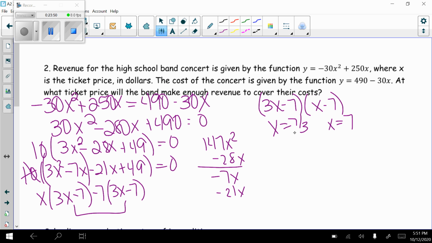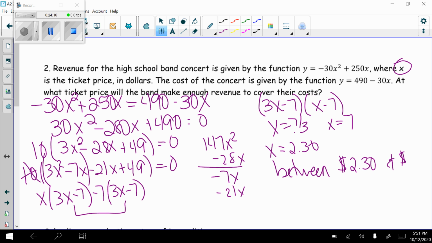These are my two answers because it says at what ticket price, x is my ticket price, so I don't have to plug anything back in to find my y. I just need to know 7/3. What is that as a decimal, because I'm talking about dollars. So if we do 7 divided by 3, we get x equals 2.30. So between $2.30 and $7 is when they will make a profit.